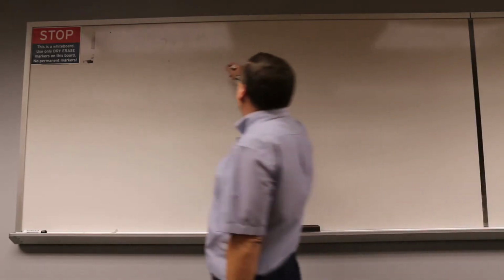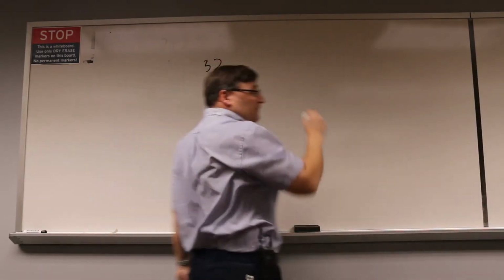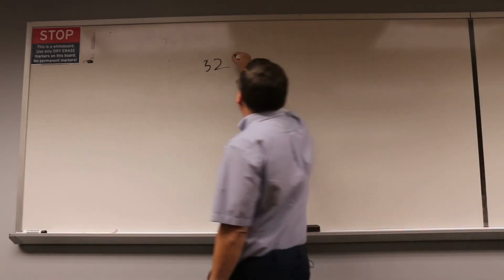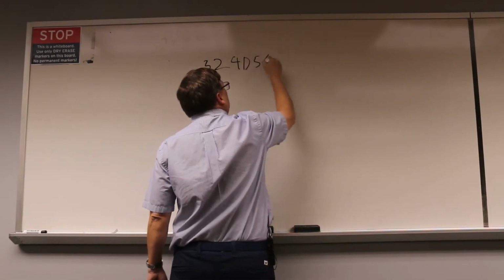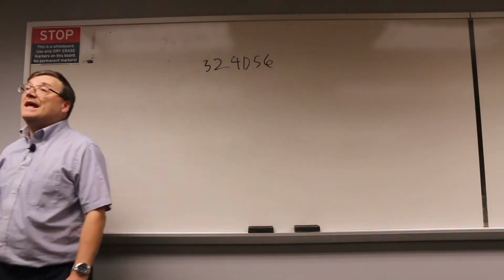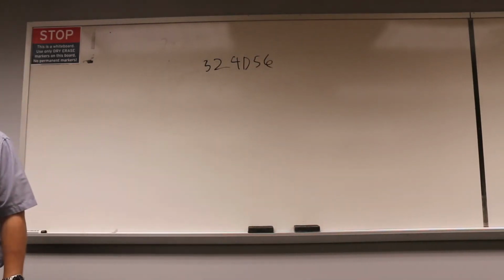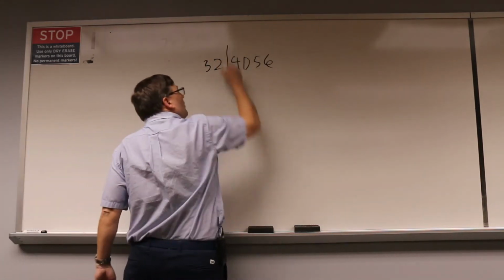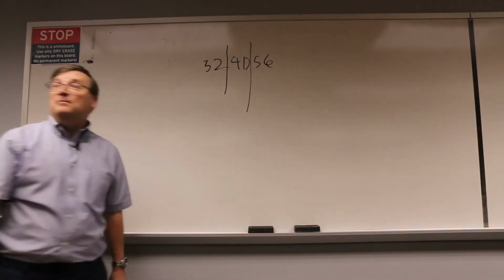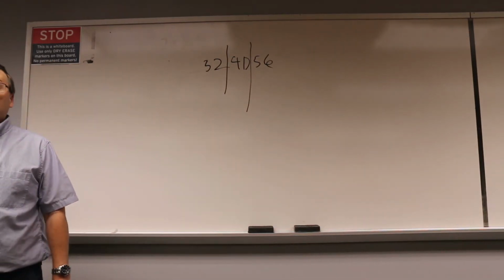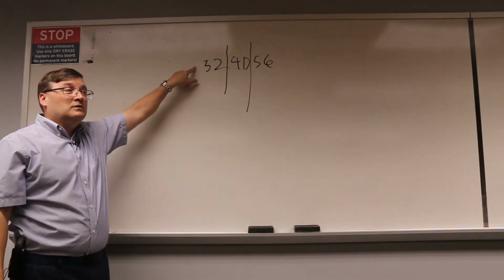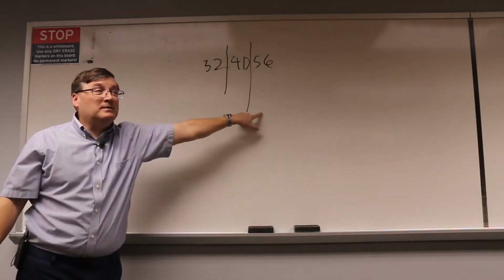If I did 52, 4D 56, 4D 56, and I said that was hex, could you convert it to binary? All right. Would we have 3 sets of 8 binaries? Because each hex is 4 bits, so this would be 8 bits, 8 bits, and 8 bits.